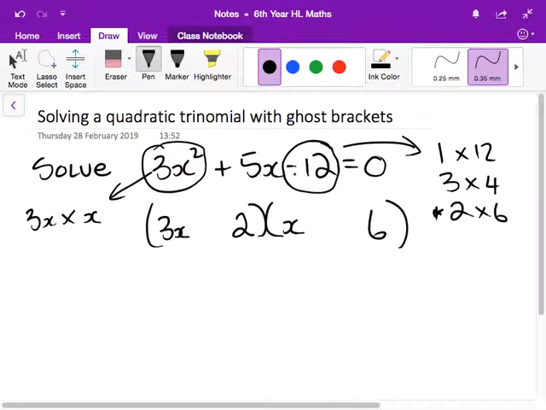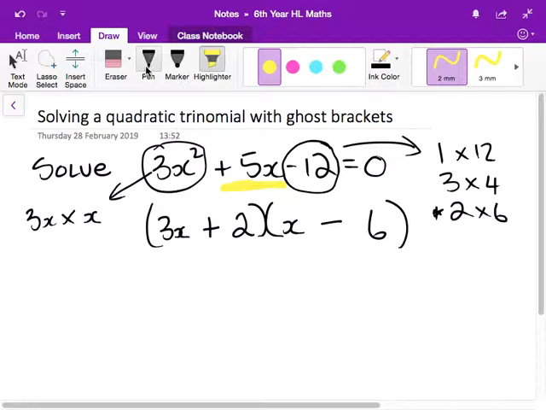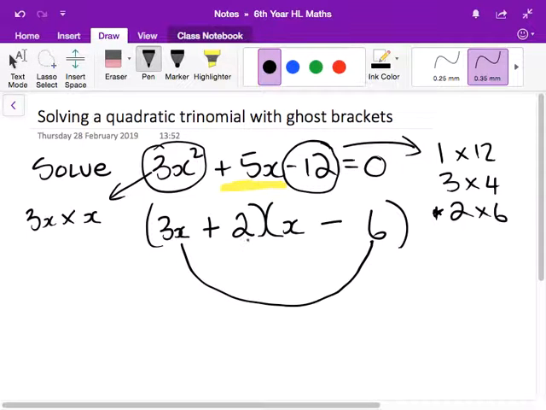And because it was a minus 12, one of these is going to have to be a plus and one of them is going to have to be a minus. Ultimately we're trying to get this. What you're multiplying is a smiley face, so you do the outside and the inside. So 2 by x is 2x, and 3x by minus 6 is minus 18x. That makes minus 16x, which is clearly not plus 5x, so that one doesn't work.